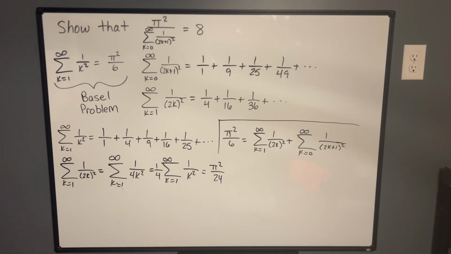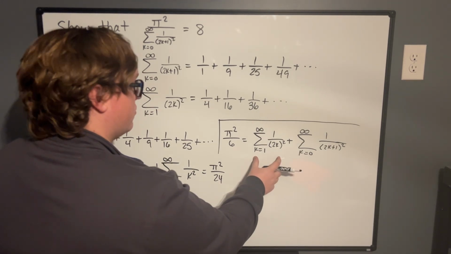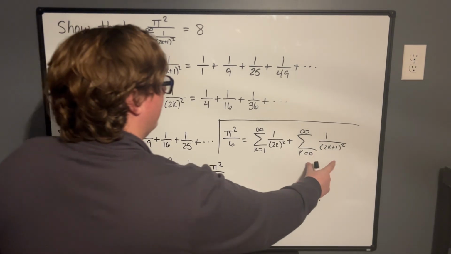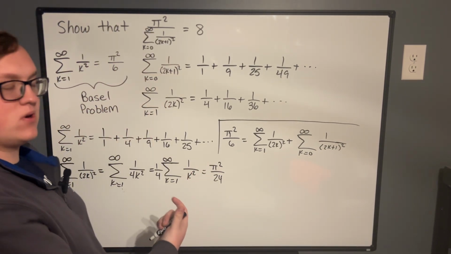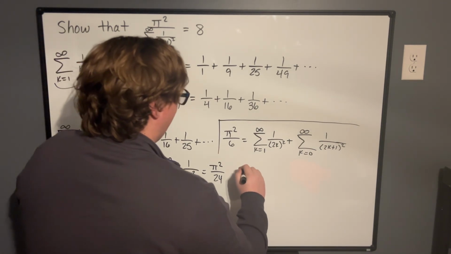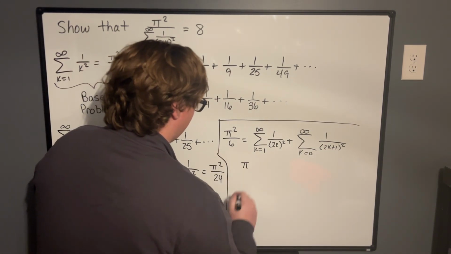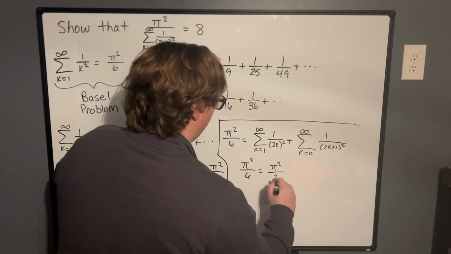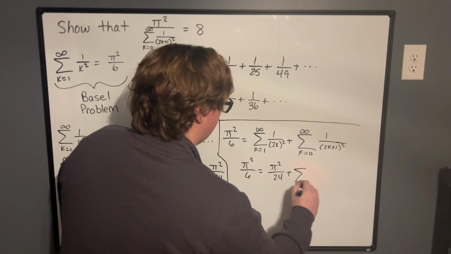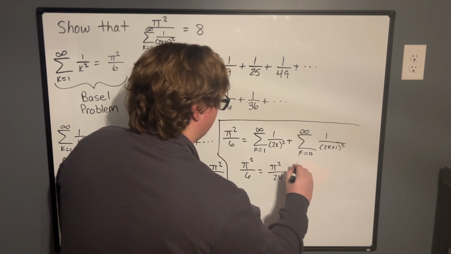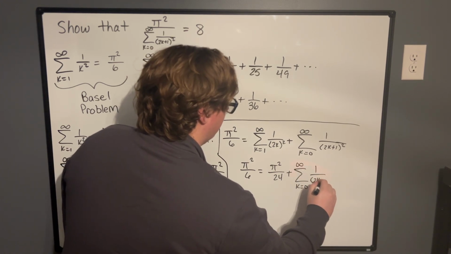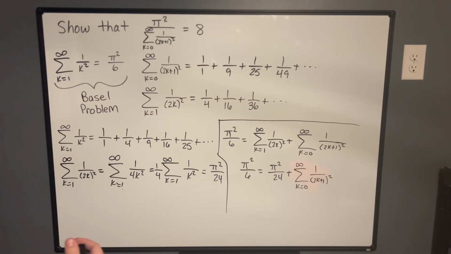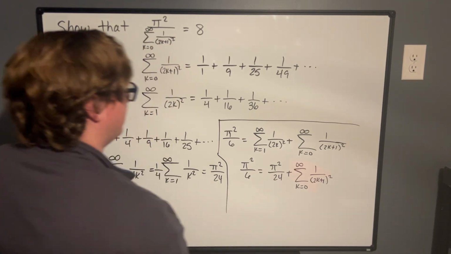So we now know that the numerical value for this one is pi squared over 24, which means to get the numerical value of this series over here, all we have to do is subtract the pi squared over 24 to the other side. So we have that pi squared over 6 is equal to pi squared over 24 plus that sum. And then, to solve for that numerical value, all we need to do is subtract pi squared over 24 from both sides.